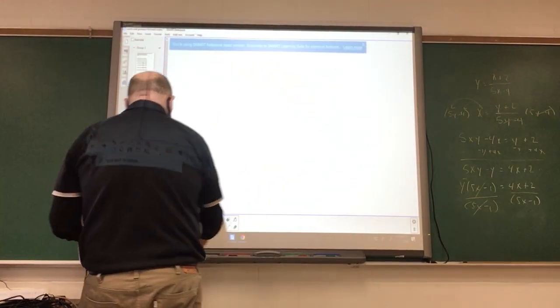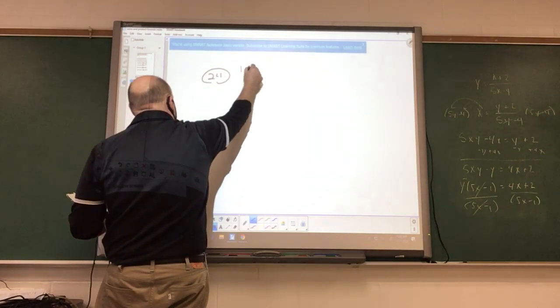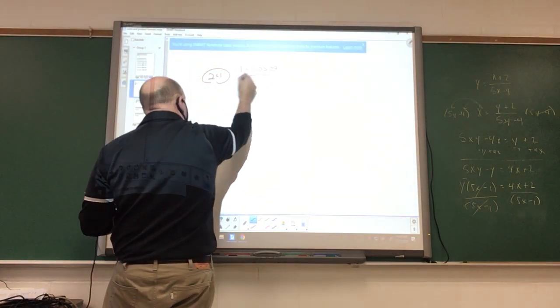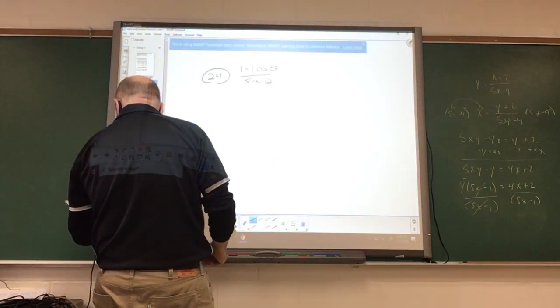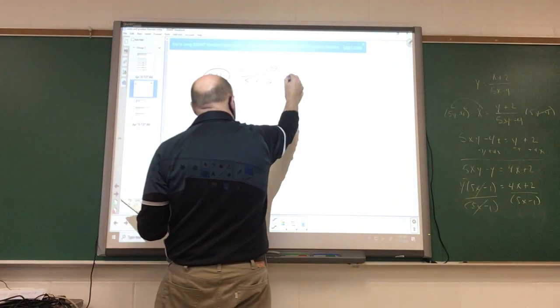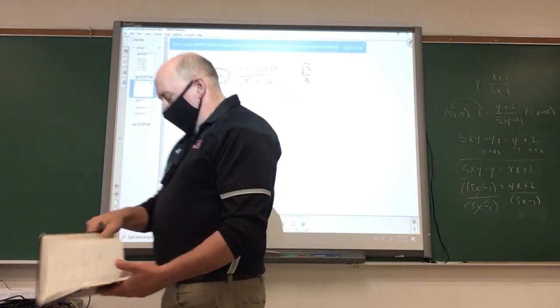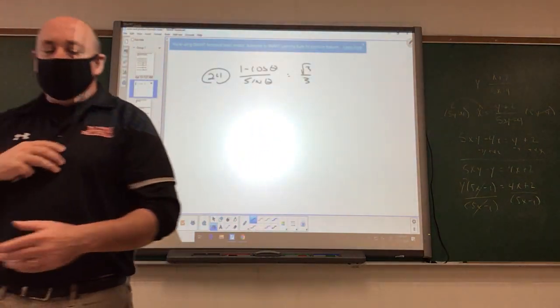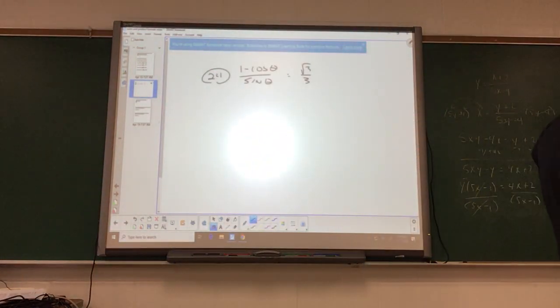Problem number 24. We have (1 minus cosine of theta) over sine of theta, and this is equal to square root of 3 over 3. What we are looking for here is the general formula, or general solutions. We look at general solutions, we're trying to solve these equations.